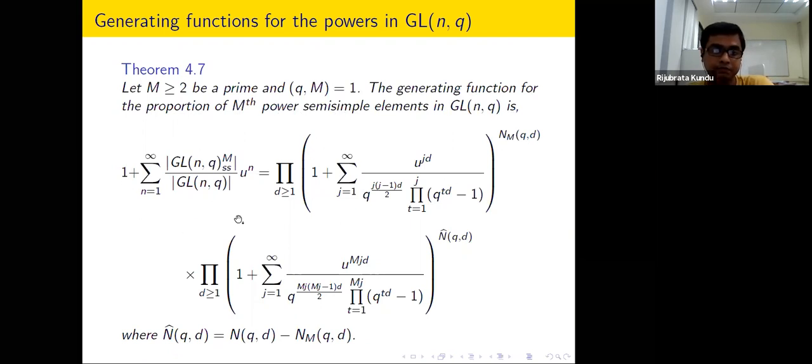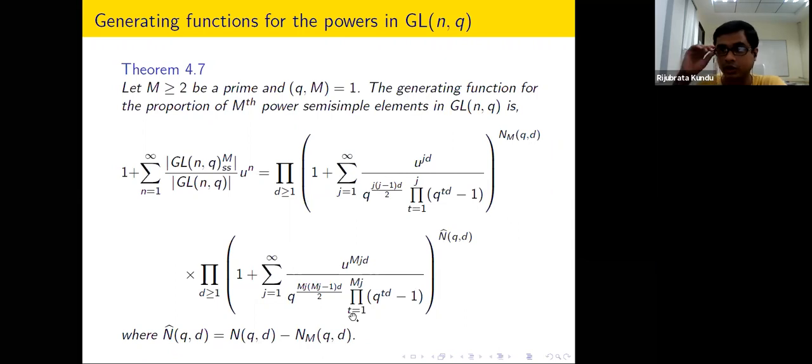So there are two products here, if you can see. You see once again that if you take m equals 1, then what is this? The first product is the same thing as in the case of regular semisimple elements, but the power now changes to n_{m,q,d}, right? And the second component is the same as the first component, where j is replaced by mj, and now the power is just n hat_{q,d}, where n hat_{q,d} is n_{q,d} minus n_{m,q,d}.